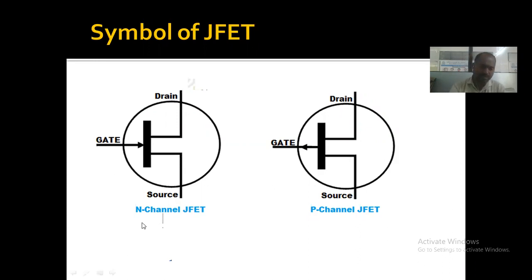Here see this arrow pointing inward, it indicates N channel JFET. This arrow pointing outward, it indicates P channel JFET. So in the N channel case, the current is from the gate towards the source, and when it is a P channel, in that case current flows from source to the gate. That's why this is the arrow.